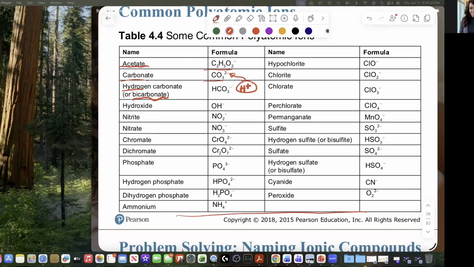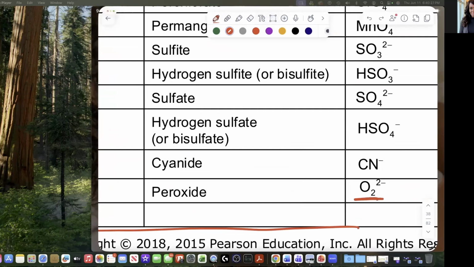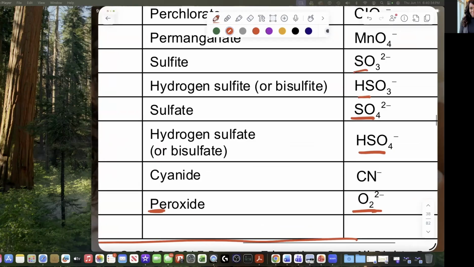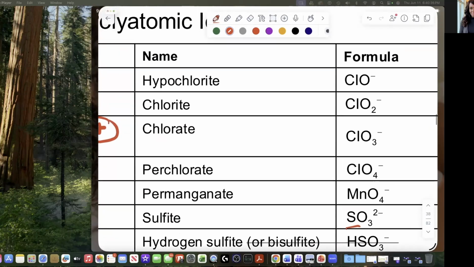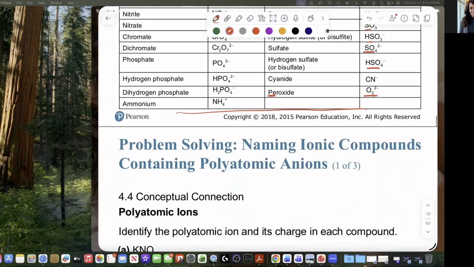Most of these you're done. You do not do peroxide, but you want to be aware of peroxide, right? There's more oxygen than what we're used to, so more per. You have the sulfate, bisulfate, sulfite, bisulfite. You all see that? We've gone through most of these, so I won't review the list.